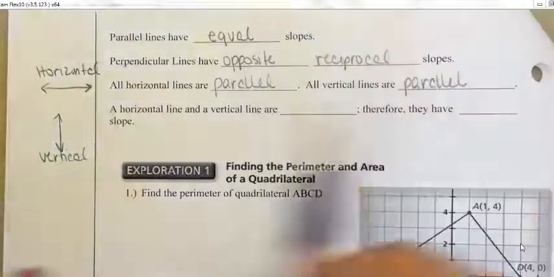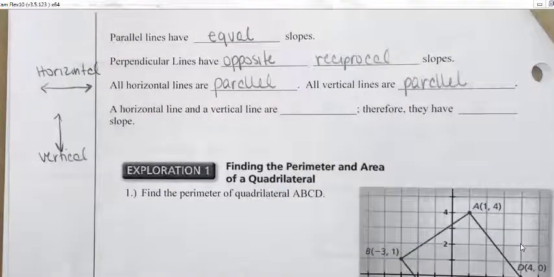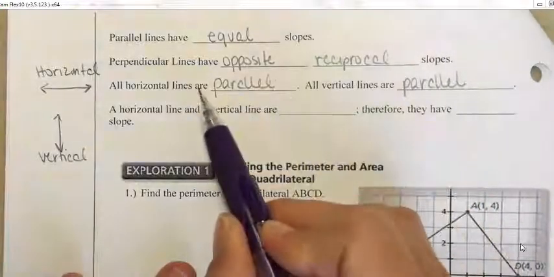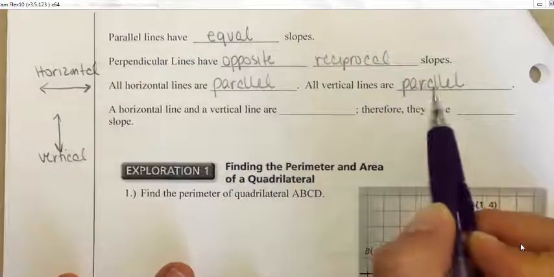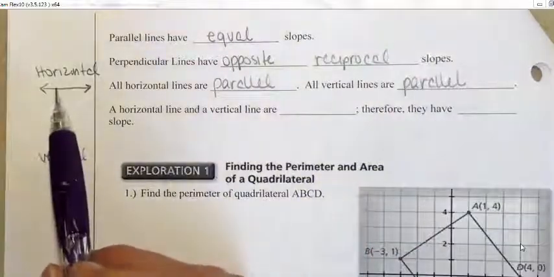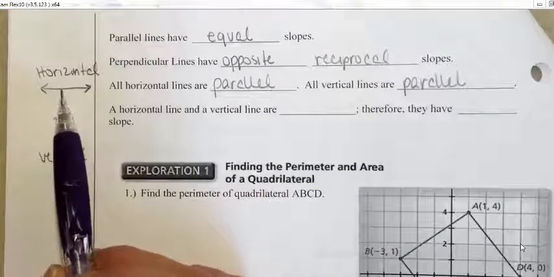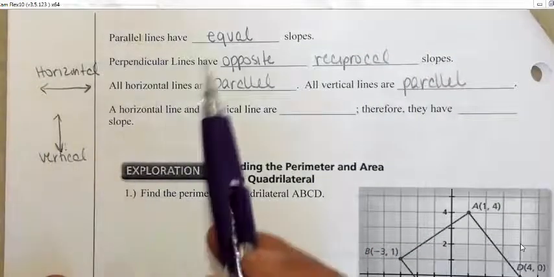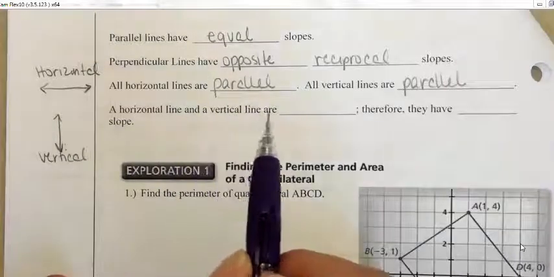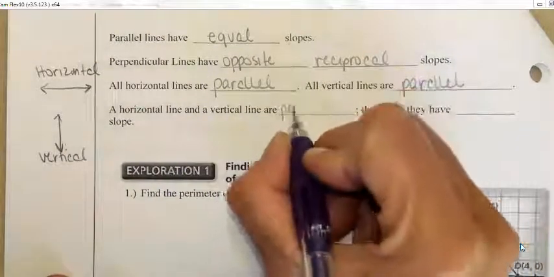That becomes important because we're going to talk about the equations of horizontal lines and vertical lines, and their slopes are actually quite interesting. So we'll talk more about that later. It's hard to compare the slopes, so I just wanted to let you know that all horizontal lines are parallel, all vertical lines are parallel. Now, what do you think is true about a horizontal line and a vertical line? Well, a horizontal line and a vertical line are perpendicular.